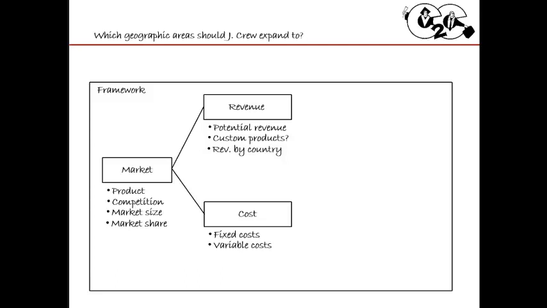What are the variable costs? Now we need to ship these clothes or create these clothes in these different countries and hire more people and salaries and deal with all this other type of stuff.